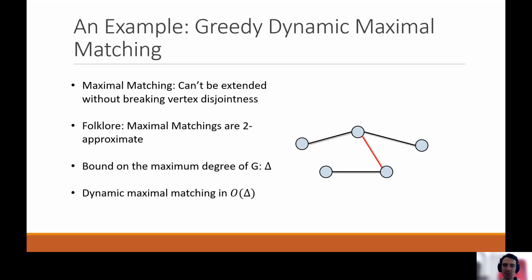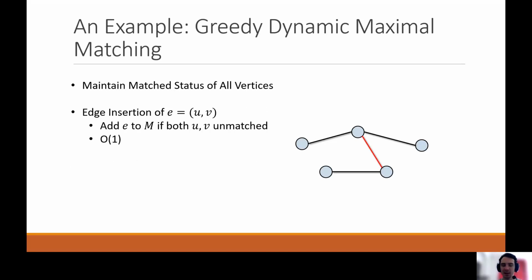A maximal matching, by the way, is just a matching which cannot be extended by any edge in the graph without breaking vertex disjointness. And it's a simple fact that such matchings are 2-approximate. To see how to maintain such a matching, assume we already have a maximal matching and we are maintaining the match status of all vertices. If an edge is inserted into the graph, we can simply check whether it can be used to extend the maximal matching we currently have. That will take constant time.